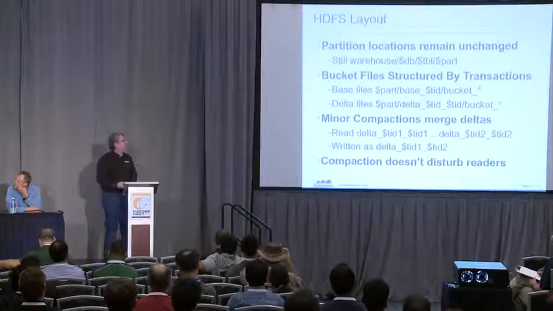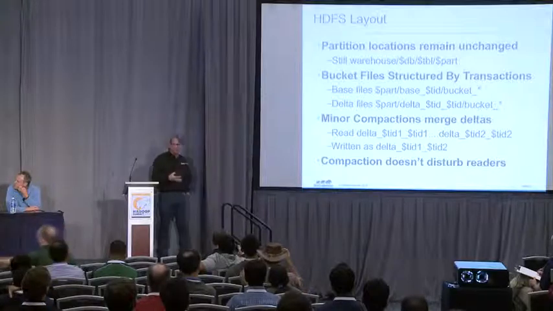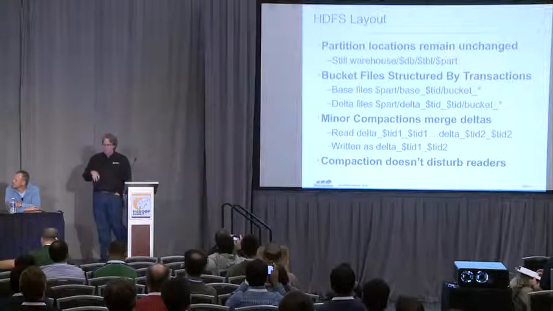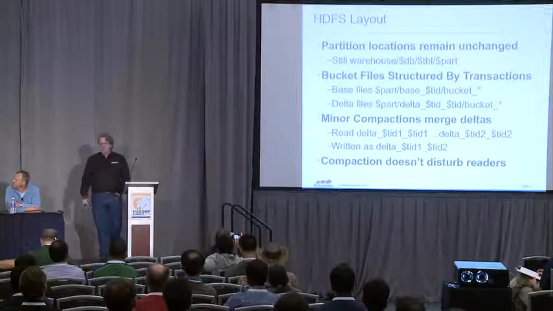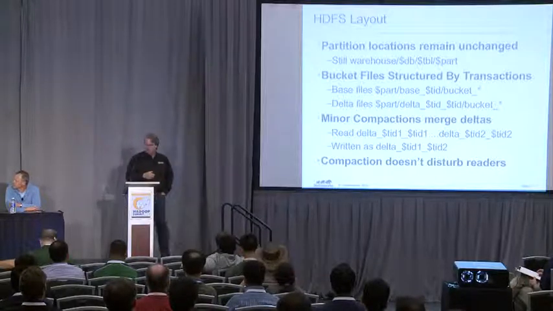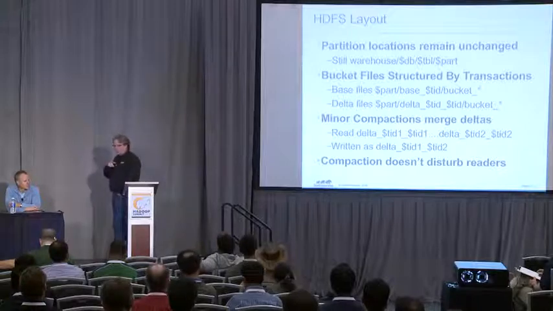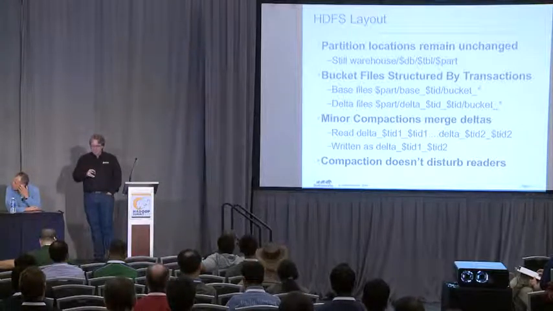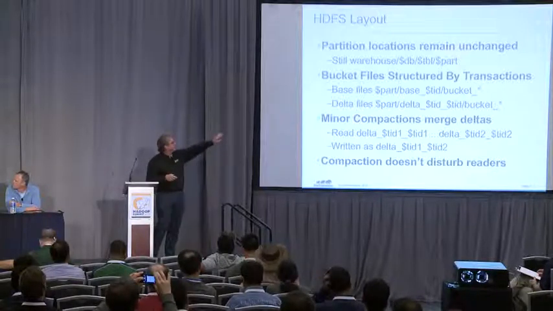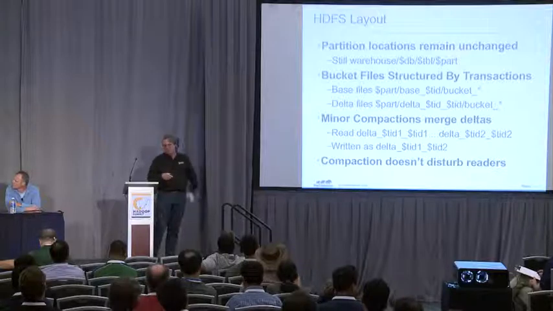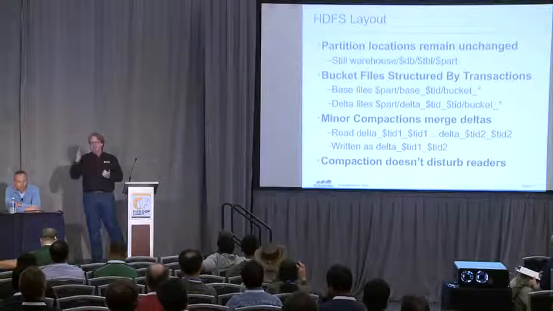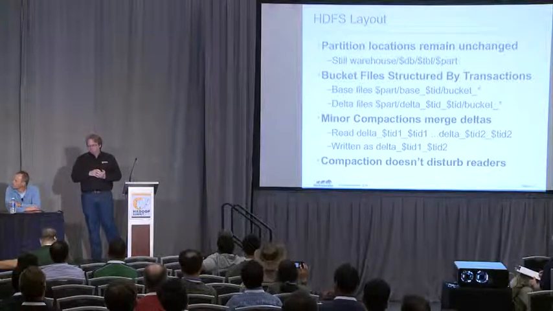So what does the HDFS layout look like? The partition layout looks the same. You've got warehouse, you've got the database directory, you've got the table directory, and then the partition. Obviously, if you don't have partitions, then that level doesn't exist in this structure. The bucket files are structured by transaction IDs. The transaction IDs are sequentially increasing, and the base files are in the partition directory, but under base and then the transaction ID. That transaction ID is the last transaction ID that's included in that base.